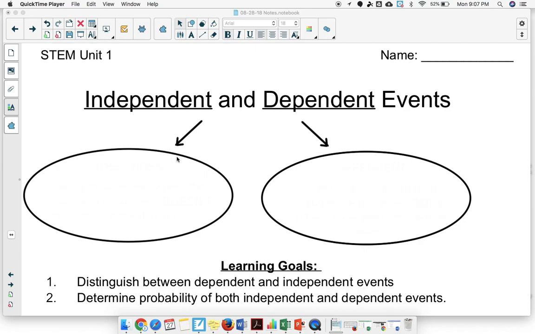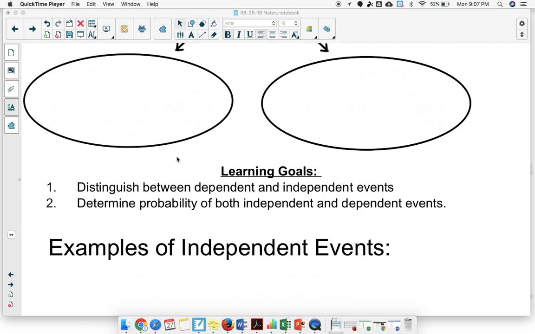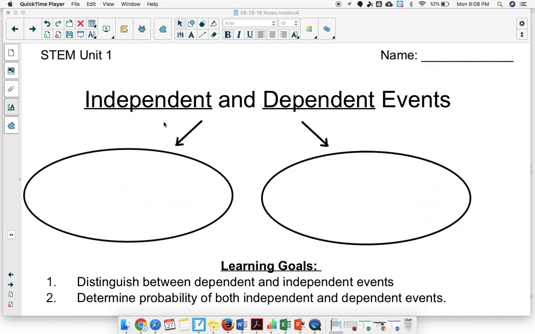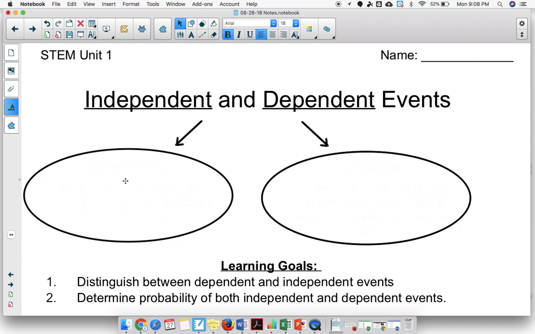And we really have two learning goals for this video. You'll find them in the middle of your page. So the first one is to be able to actually identify the difference between dependent and independent events. And then also use that information to help us figure out the probability of events that are considered both independent and dependent. So if you're following along here, I'll just have you record the notes as they show up.